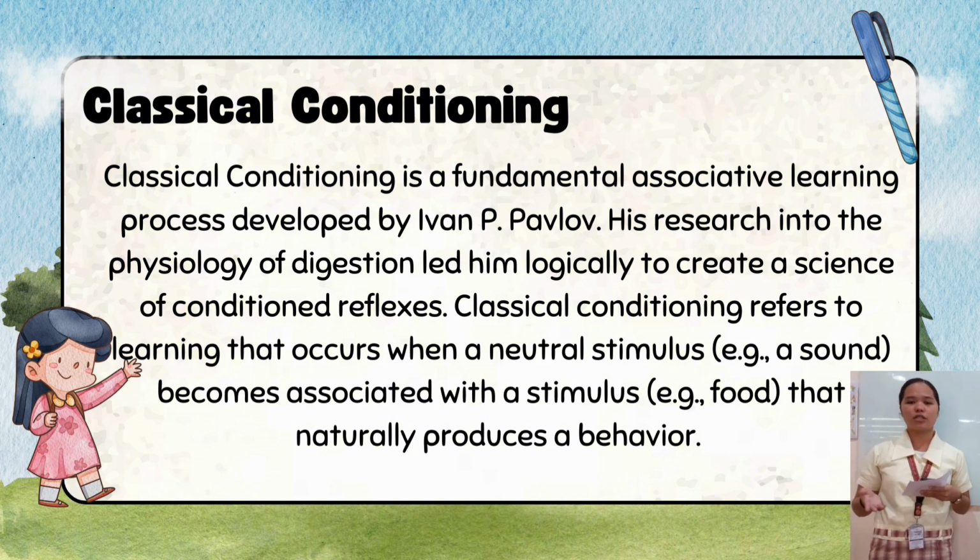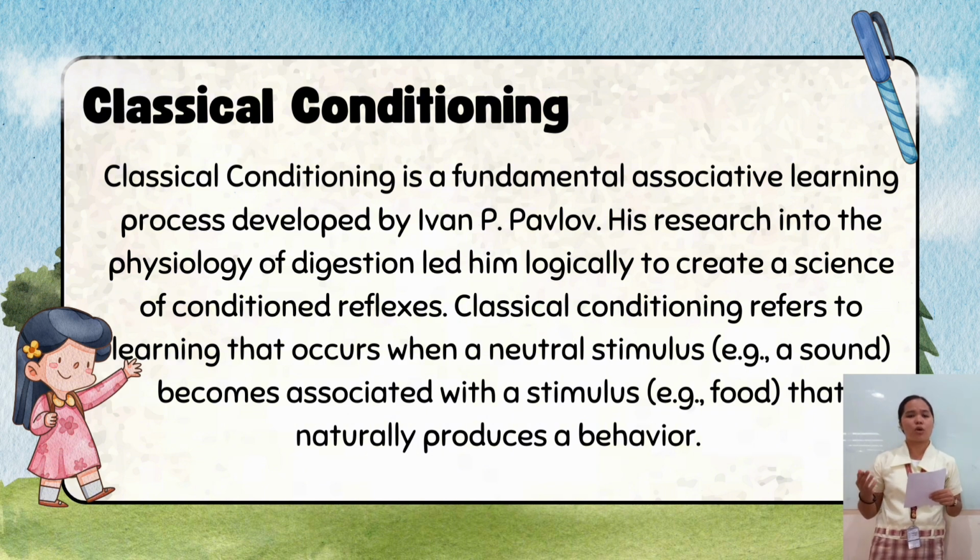So classical conditioning is a fundamental associative learning process developed by Ivan Pavlov. His research into the physiology of digestion led him logically to create a science of conditioned reflexes. Classical conditioning refers to learning that occurs when a neutral stimulus, for example a sound, becomes associated with a stimulus, an example being food, that naturally produces a behavior.